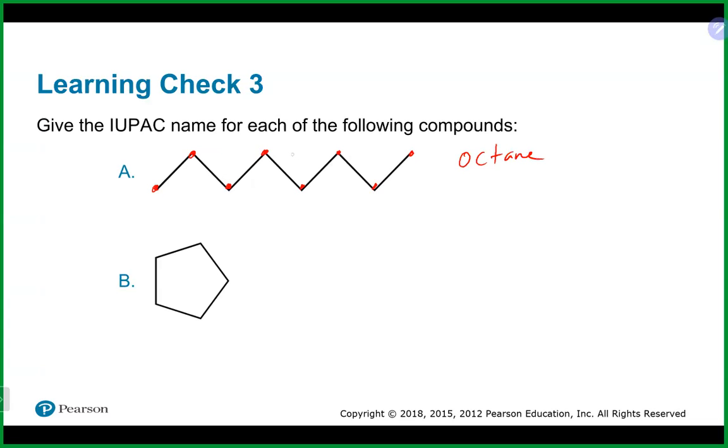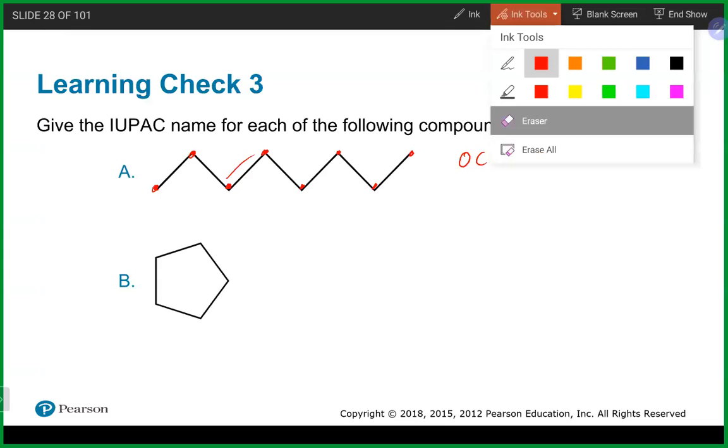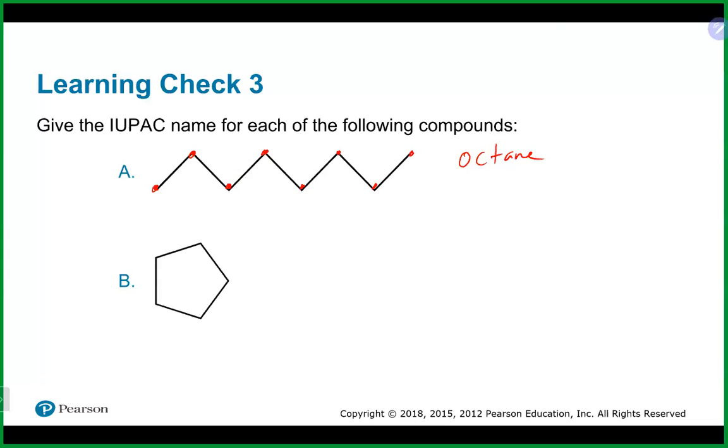Not drawn here. If there was a double bond, you would see it actually drawn like so. It would actually be drawn into the structure. But obviously we don't see that here. So we know it's all alkanes.